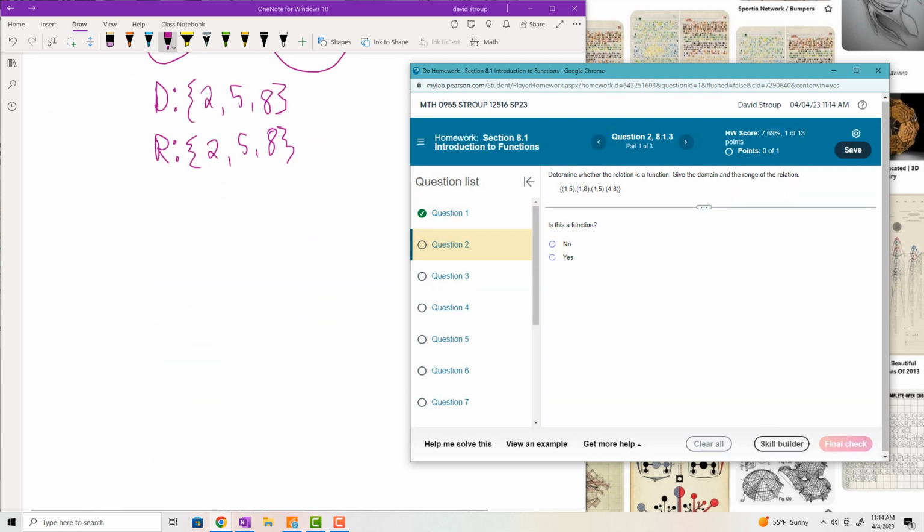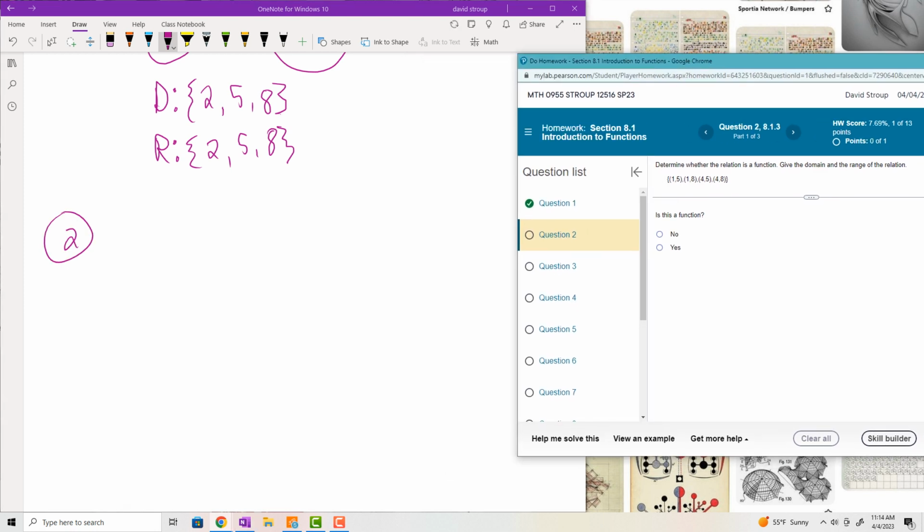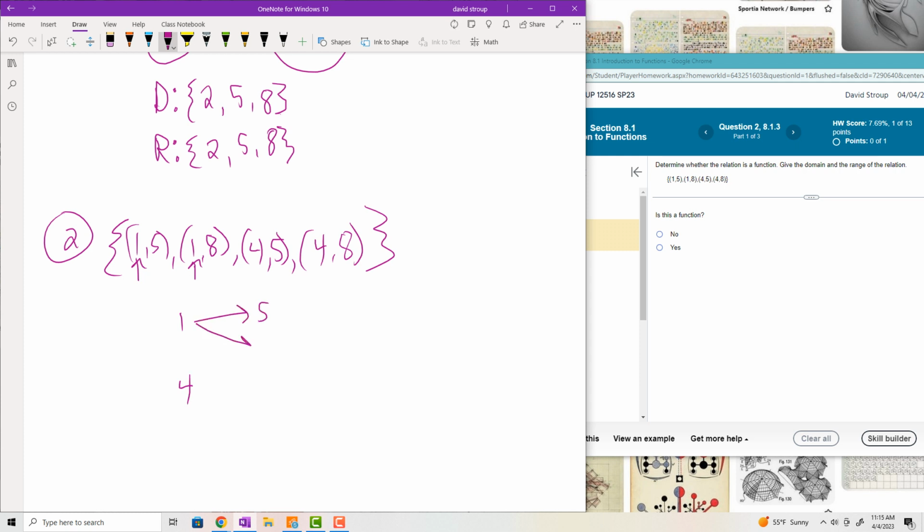All right, so number 2, here's another relation given. And again, they want to know if it is a function. So here we go. It's (1, 5), (1, 8), (4, 5), and then (4, 8). This one's not a function because the x coordinate 1 goes to two different places. If we were to draw another diagram, 1 goes to 5 and 1 goes to 8. As soon as you see that split, it's bad news. It's not going to be a function.